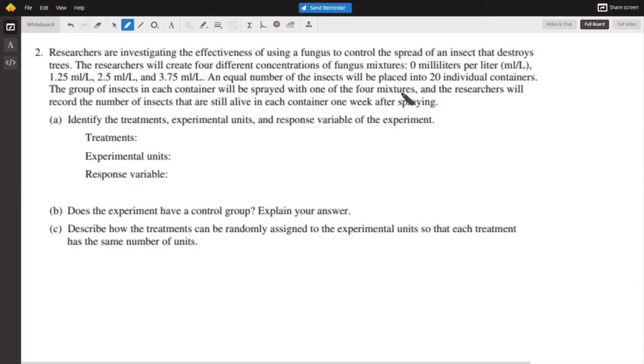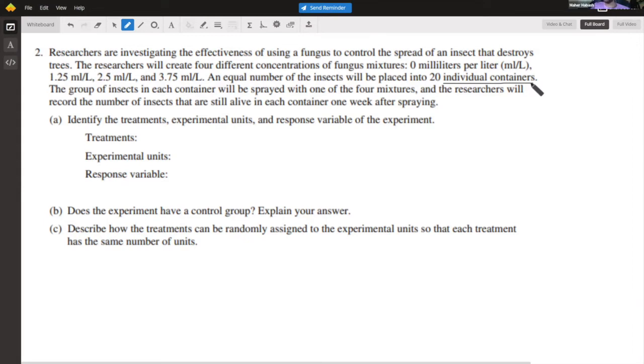Actually, I don't even know, honestly. Yeah, this one is really tricky. This one's actually the individual containers. So you have the 20 individual containers, and each container is measured for how many insects are still alive inside of it. So the containers are what's getting measured for a specific variable.